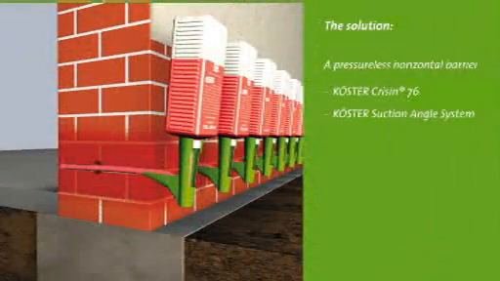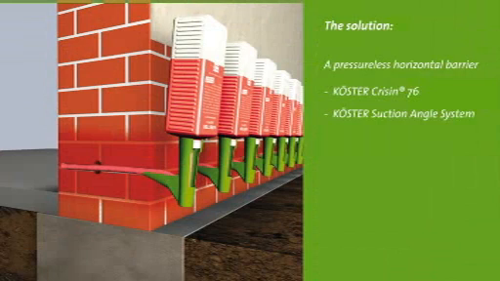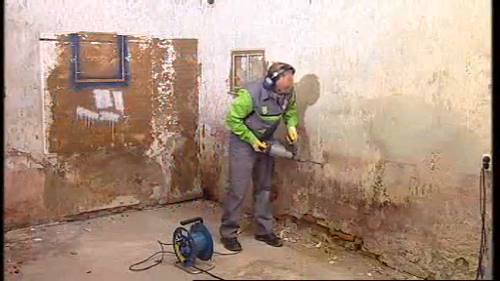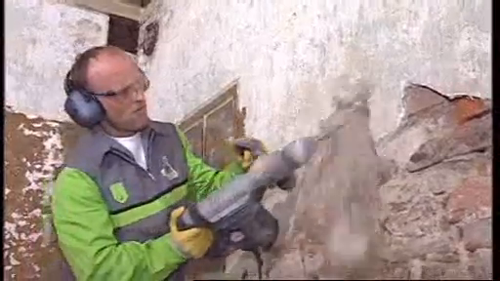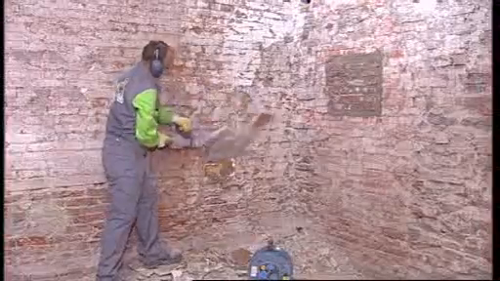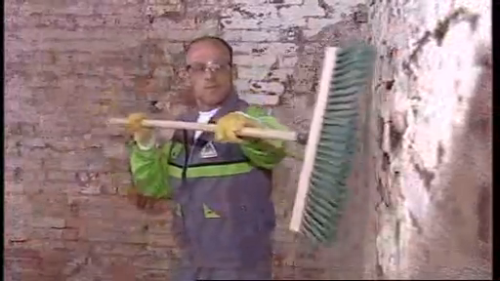The repair of the wall begins with the placement of the horizontal barrier with Köster Crisin 76. This method is also suitable for walls with high moisture levels and salt contents. By using the patented suction angle system, the horizontal barrier is reliably placed, even where the wall has voids or cracks. First, the old, salt-damaged plaster is removed and the wall is cleaned of loose particles. Then the horizontal barrier is installed.